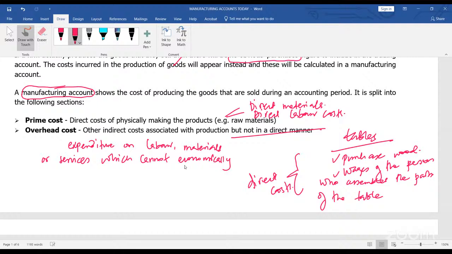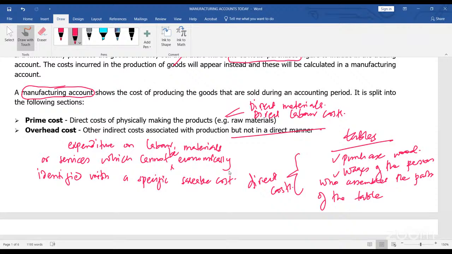which cannot be economically identified with a specific sellable cost. In other words, the overheads are indirect costs. You are looking at those costs that are incurred, but you cannot directly identify them with the final product.